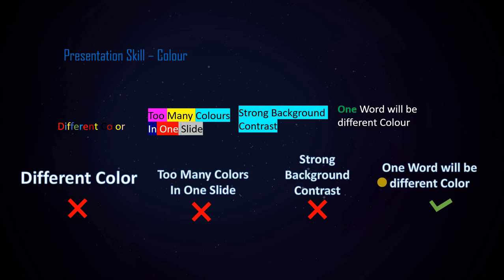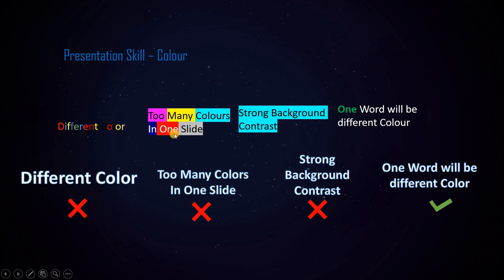Next is presentation skill in the color. If you're using different colors, let's suppose here we have different colors: D is in red, then I in blue, then F in different colors. You can see here that it is very difficult to understand what we wrote. So you do not need a different color in each letter of your font, and also not too many colors in one slide.